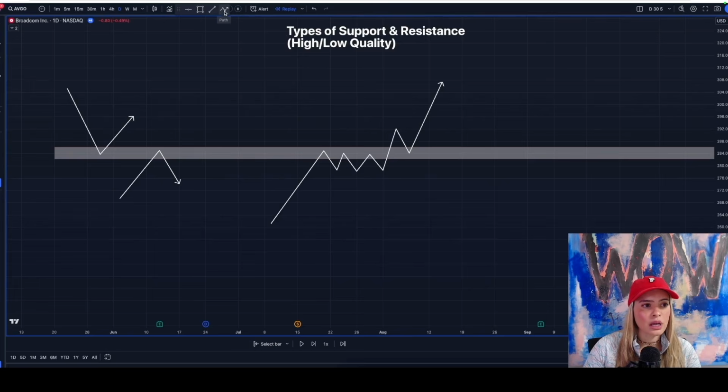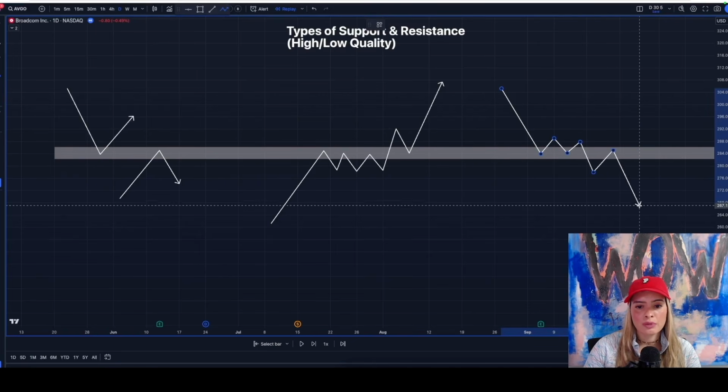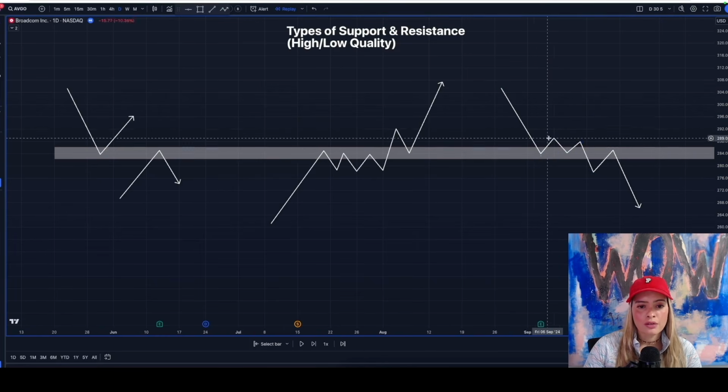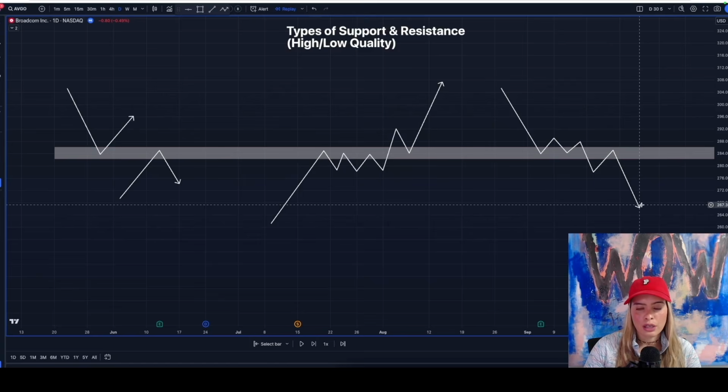And a high quality resistance will be something like this. We go down, hold here, break that resistance, retest, and we have downside continuation. So in the past, it acted as support. You have at least 2 touches and then it broke that support, went down, retested that support that is now acting as resistance, and then it keeps going lower.